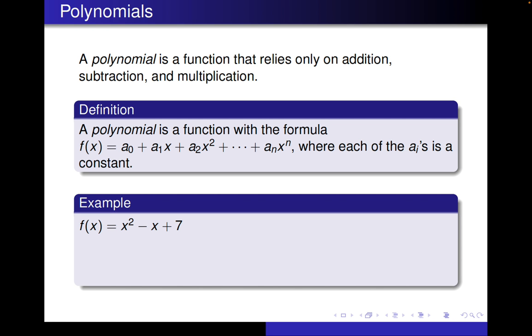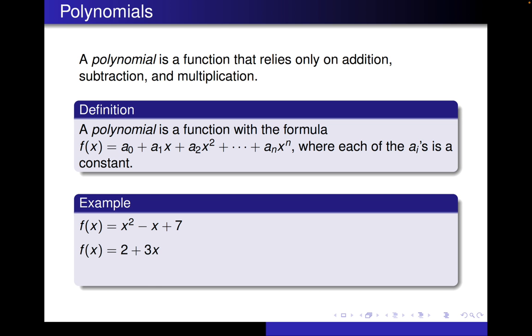So as an example, you could have f of x equals x squared minus x plus 7. It's not written in exactly the same order as the polynomial above. If I did want to write it that way, I would write it as 7 plus negative 1 times x plus 1 times x squared. Still a polynomial. It doesn't matter what order you write the terms.